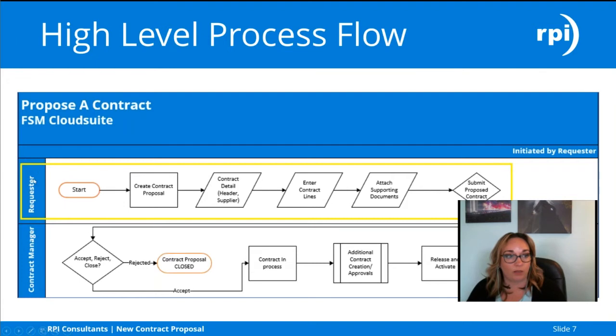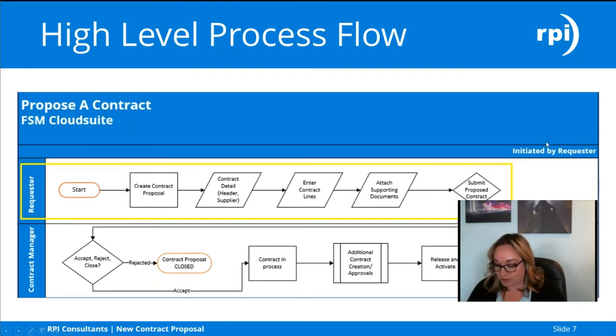What we're looking at here is just the high-level process flow. And as I mentioned, we're going to be going back and forth between the contract manager role and the requester role. This process actually starts in the requester role. You'll see that they're going to create the proposal, which essentially is that contract header detail. They're going to be able to enter in lines for the request and then attach any supporting documentation that they might have prior to submitting it.